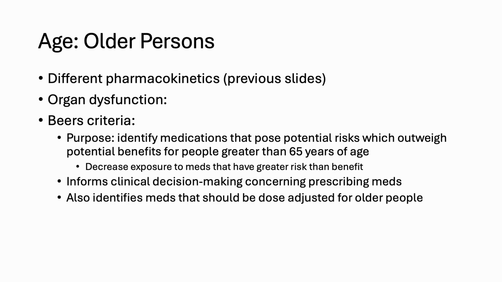Basically, it helps doctors make informed clinical decisions. It helps them know, hey, my patient is older than 65. He or she is going to have a greater potential risk taking this med. So now I need to decide, knowing that this person has a greater potential risk, do the benefits still outweigh the risks? And it also has on it Beers criteria meds that should be dose adjusted for older people. So a young person may be able to handle a certain dose, an older person might need a different dose.